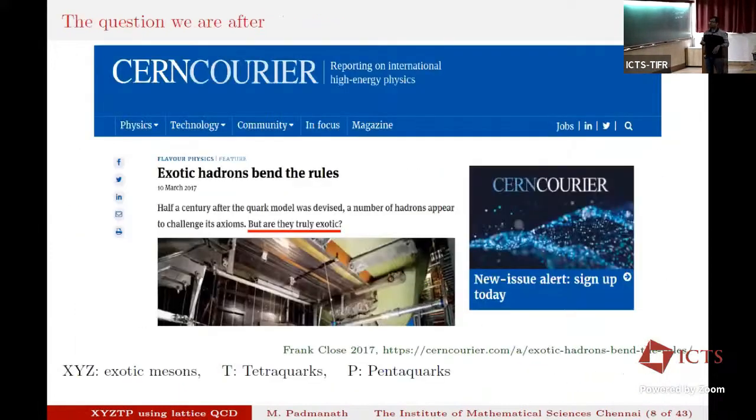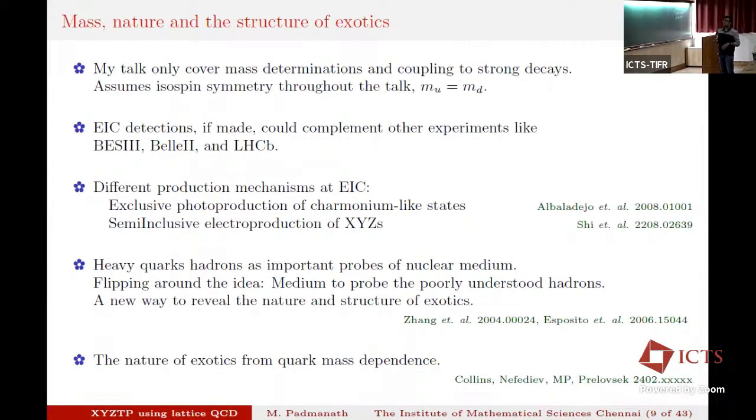So my talk will be mainly on mass determination and the coupling of these particles to various strong decay channels. Throughout the talk, I assume isospin symmetry, because most of the lattice calculations are very much exploratory in nature and don't really deal with precision measurements. Isospin symmetry means that the mass of the u quark and the mass of the d quark are the same. From the EIC perspective, there are already experiments.